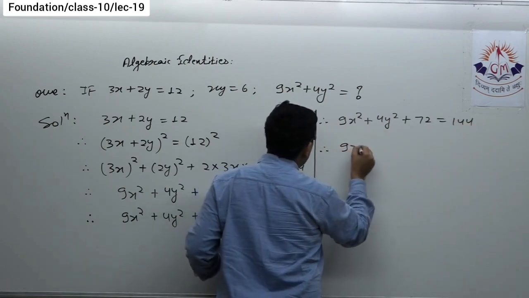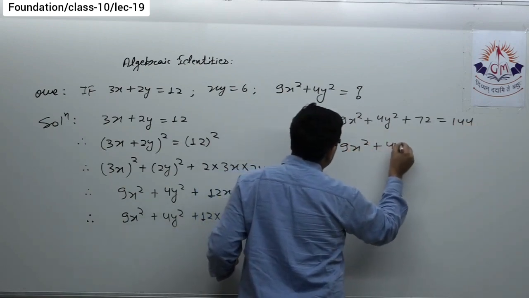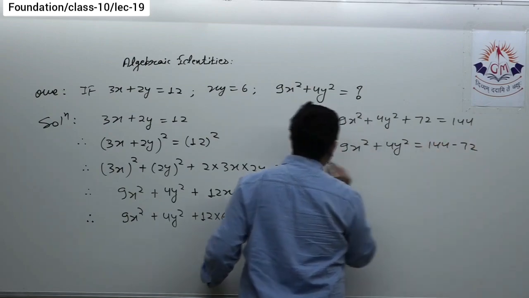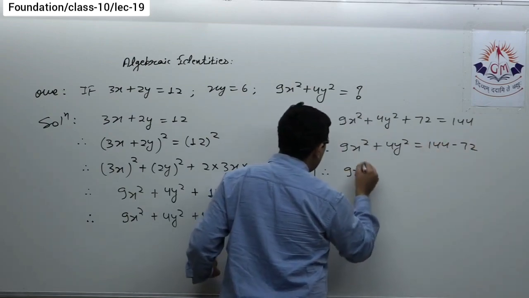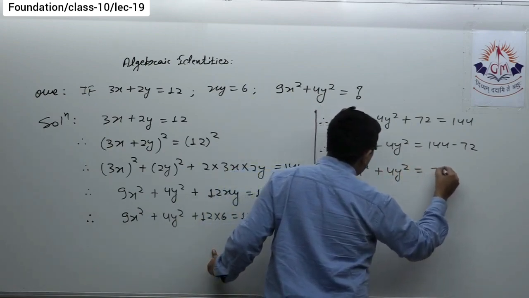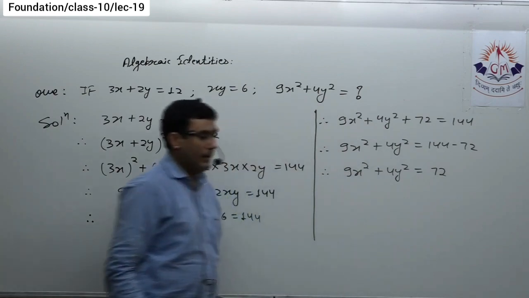So ultimately here I'll get my answer: 144 minus 72, that is 72 only. So 9x square plus 4y square is equal to 72. So this is my final answer.